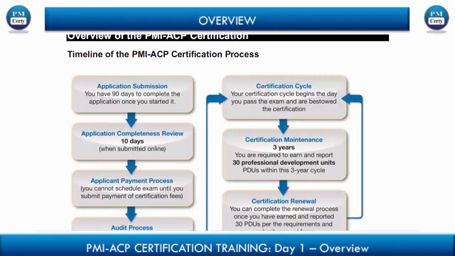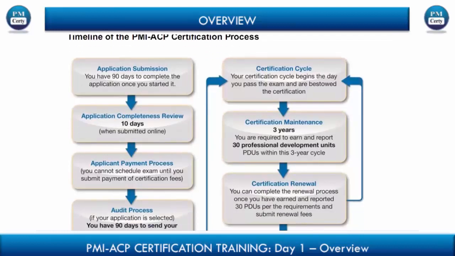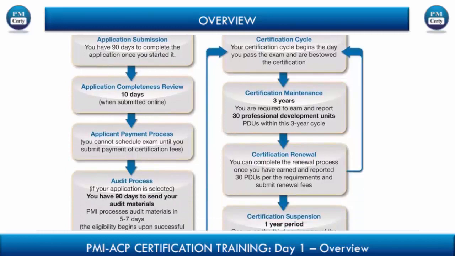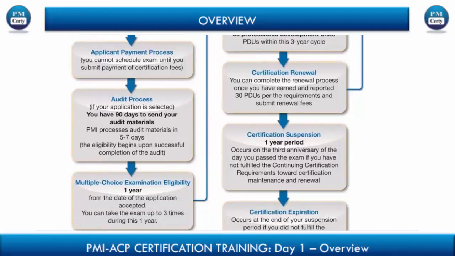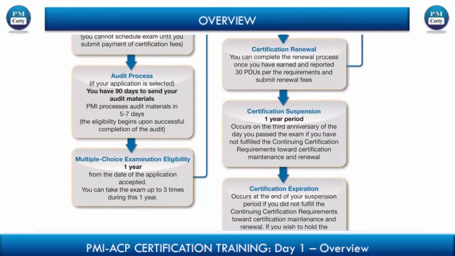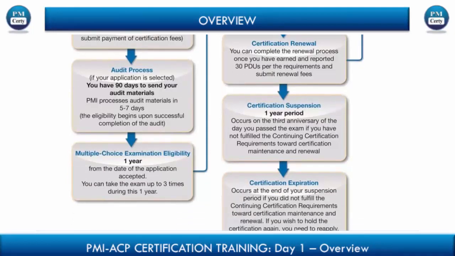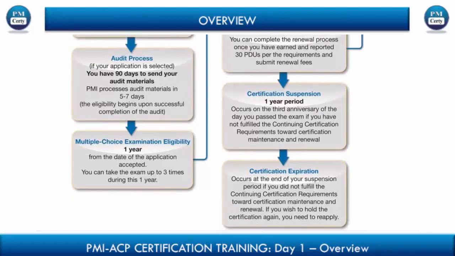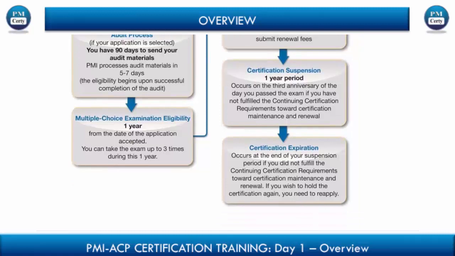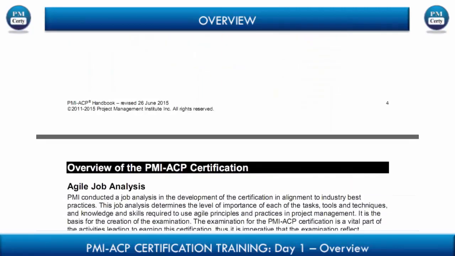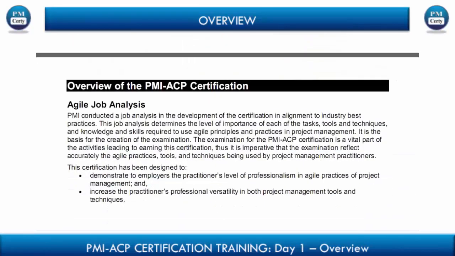Once you pass the exam, your certification cycle begins for 3 years, and you need to get those 30 PDUs. Okay. If you don't, every year you also pay to continue to renew your certification. If you don't have your 30 PDUs, obviously you have a problem. Your certification will be suspended. Even at the end of suspension, if you've not done anything, then it officially expires, and you'll need to rewrite the exam.